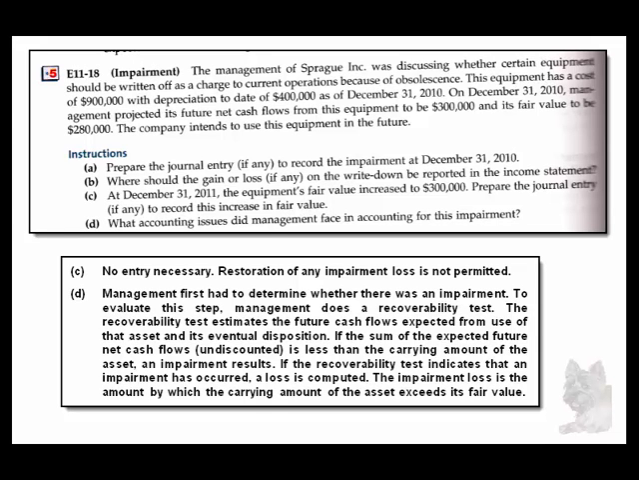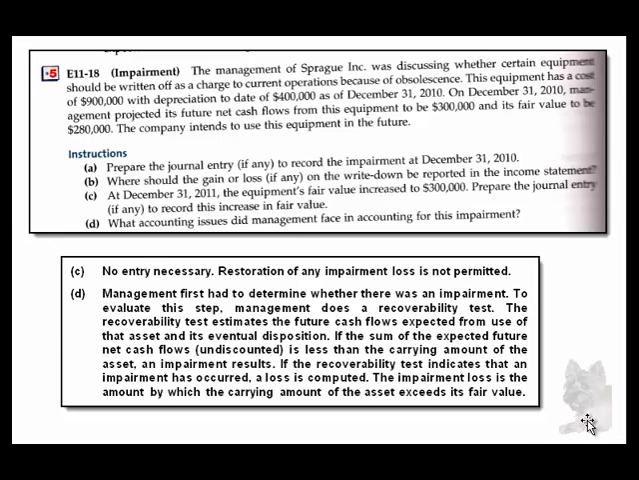Management first had to determine whether there was an impairment. To evaluate that step, they embark on a recovery test. The recovery test estimates the future cash flows expected from use of the asset and its eventual disposition. If the sum of the expected future net cash flows, that means undiscounted now, is less than the carrying amount of the asset, then we know there's an impairment. If the recoverability test indicates that an impairment has occurred, then we compute the loss. The impairment loss is the amount by which the carrying amount of the asset exceeds its fair value.